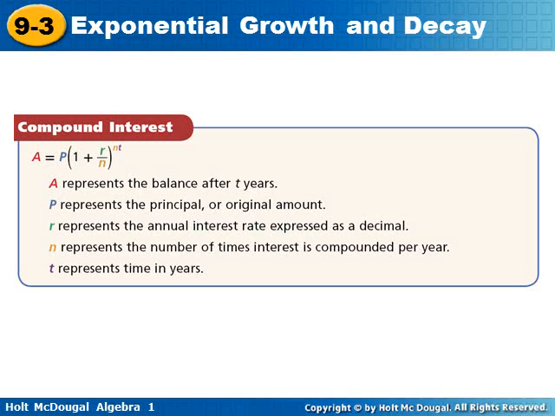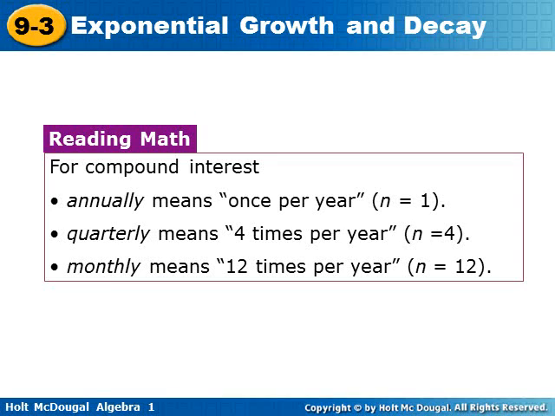A represents the balance after t years. P represents the principal or original amount. r represents the annual interest rate expressed as a decimal, so we change it to a decimal, moving 2 places to the left. n represents the number of times interest is compounded per year, and t represents the time in years. For compound interest, annual means once per year, so n would equal 1. Quarterly means 4 times per year, so n would equal 4. Monthly means 12 times per year, so n would equal 12.